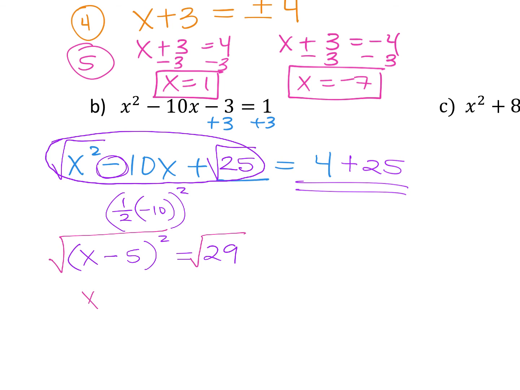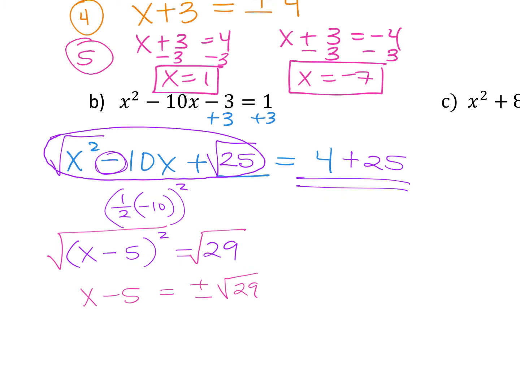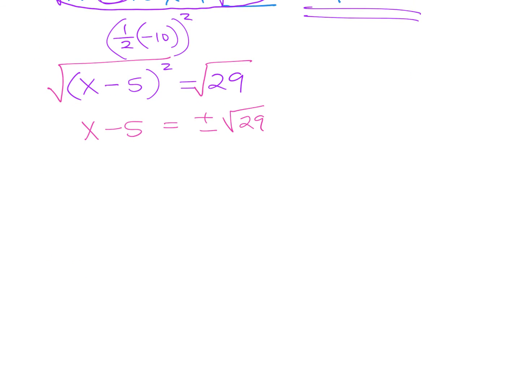So this would be x minus 5 on the left. Don't forget the plus or minus. Square root of 29 is not a lovely number, so we're going to leave it as the square root of 29. And now we just solve for x. So you have 2 equations here. X minus 5 equals the square root of 29. And x minus 5 equals the negative square root of 29.